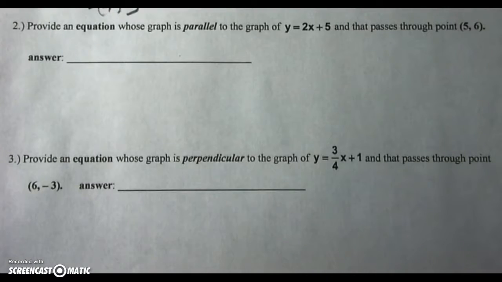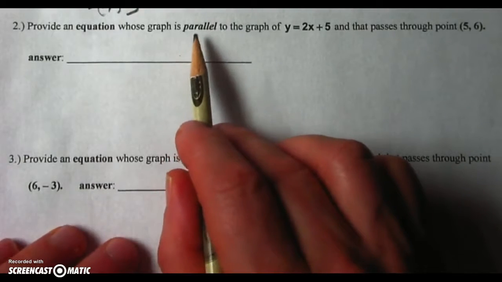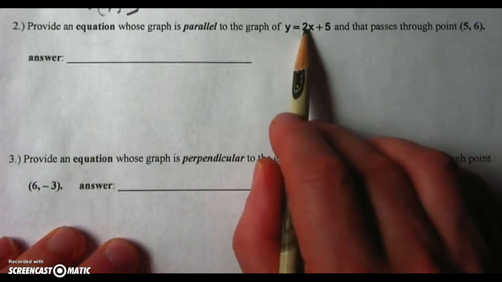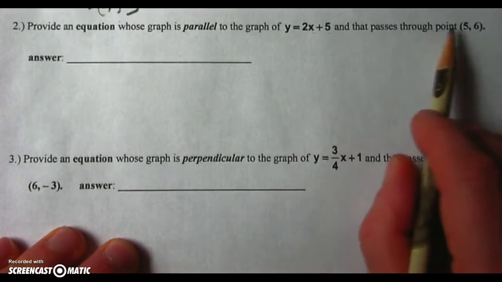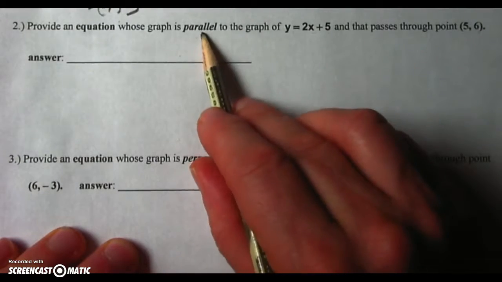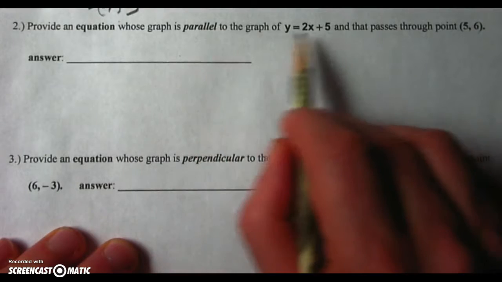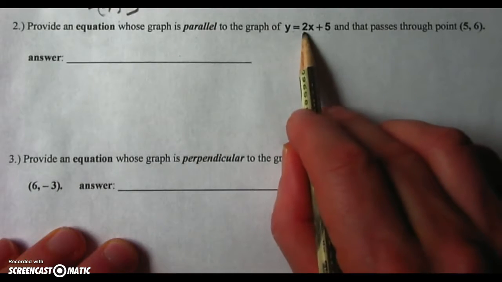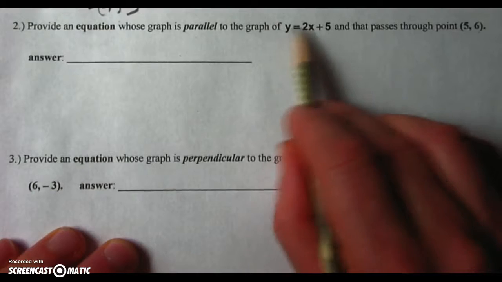So let's do questions 2 and 3. Provide an equation whose graph is parallel to the graph of y equals 2x plus 5 and passes through point (5, 6). So we have to do actually two things here. We know parallel, the slopes are the same. So let's see, the slope of this is right there because this is in slope-intercept form.